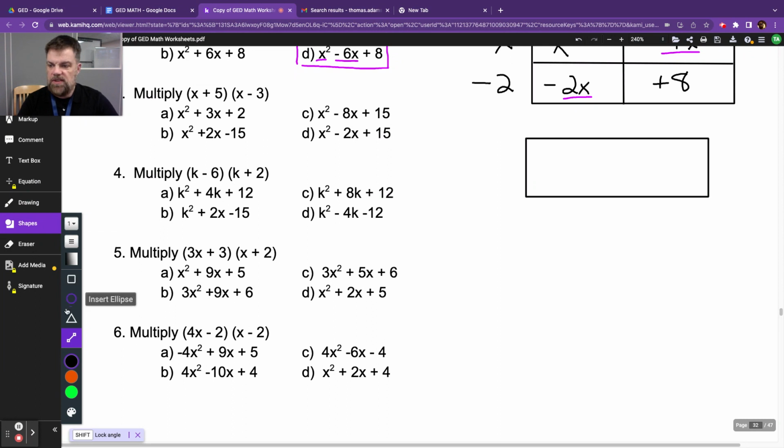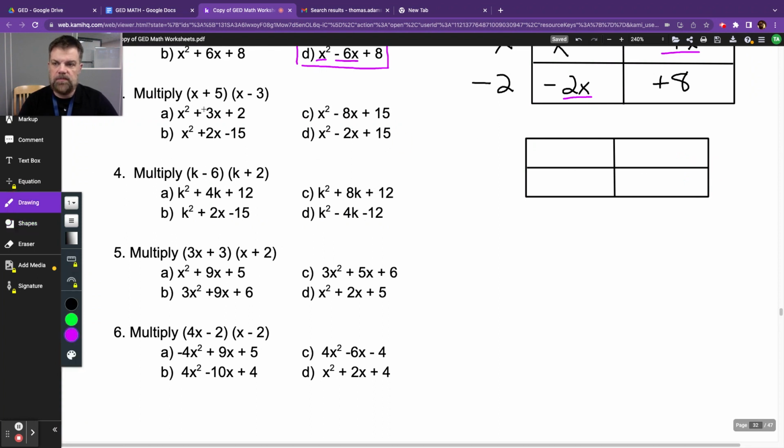I'll give you a chance to catch up with me. Now, what do you think I put where? Are we on 3, right? Yeah, we're on 3. You would put x plus 5 at the top. You got it. And x minus 3. Yep. All right. Okay, you tell me what goes in this box.